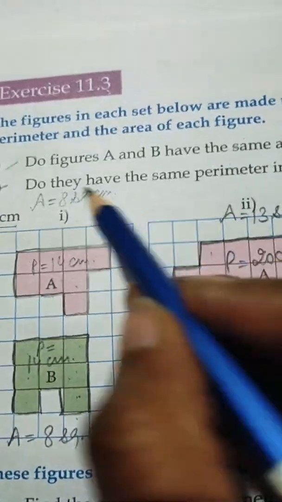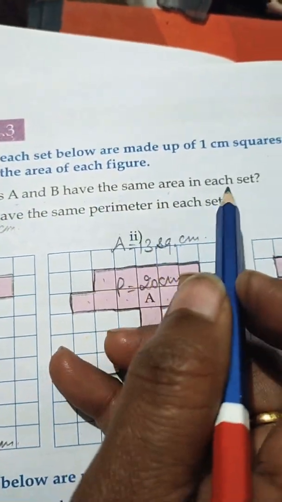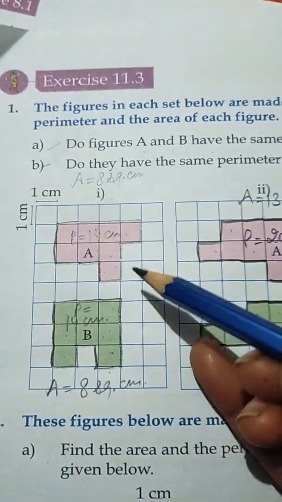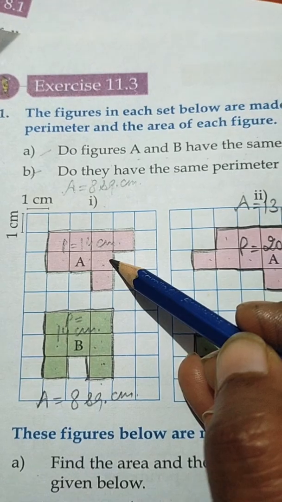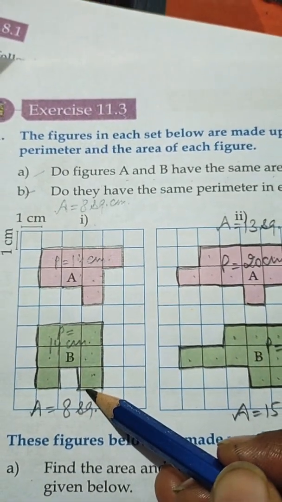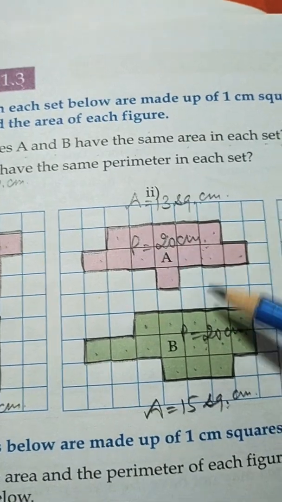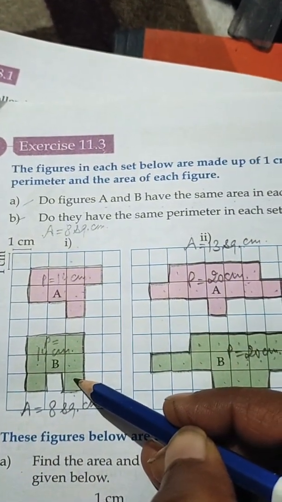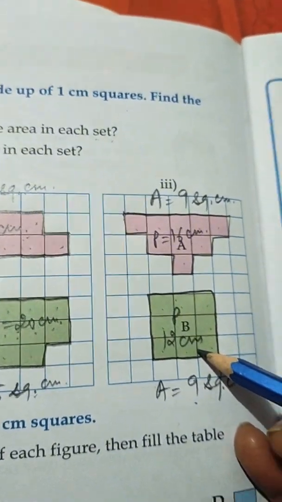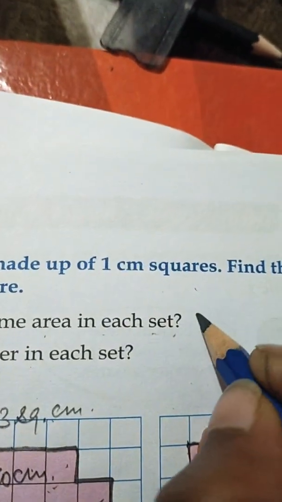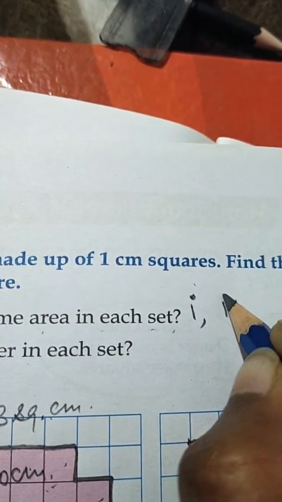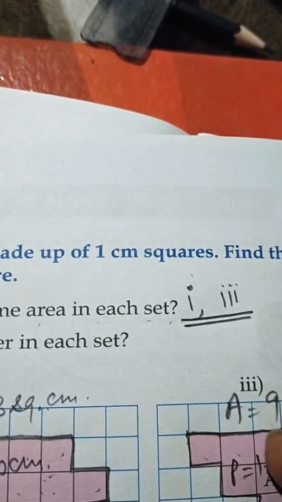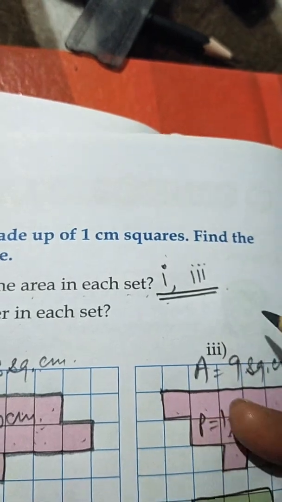What is there in A question? Do figures A and B have the same area in each set? In each set, here area is 8 square centimeter, here area is 8 square centimeters, here area 13, here area 15, here area is 9, here area is 9. So here we can say in the first part A and B diagram is having the same area, and in third part A and B diagram having the same area. So here we will write in part 1 and in part 3 the diagrams are having the same area.